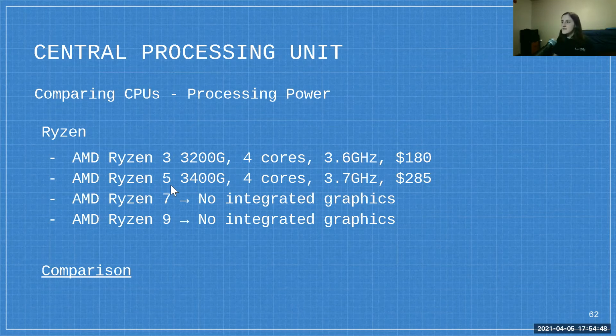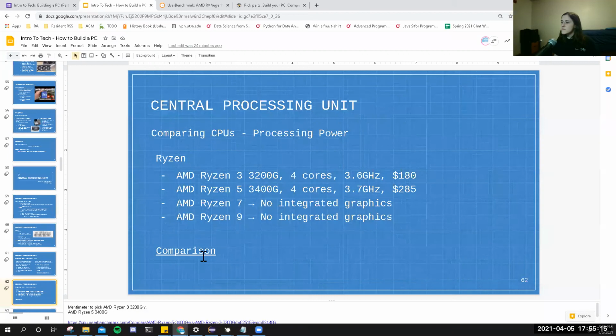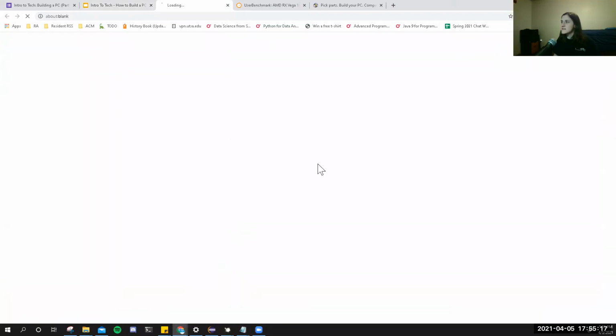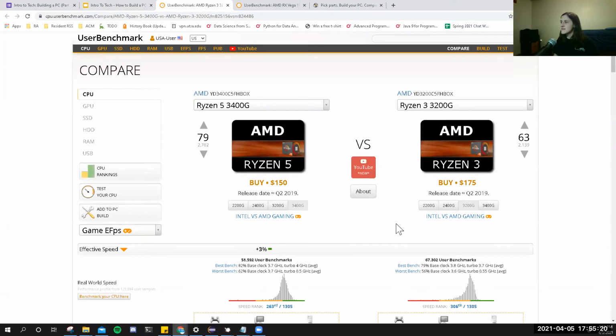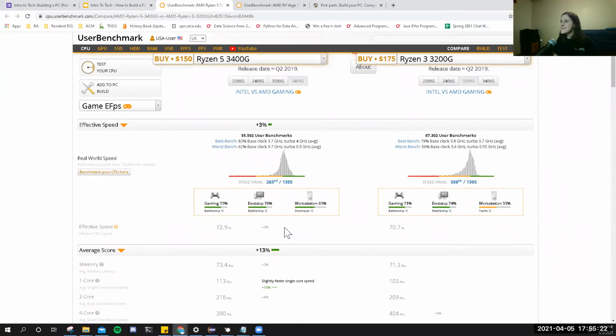Is this price difference worth it? And then Ryzen 7 and 9, when I looked them up, they didn't offer anything with integrated graphics because they have higher processing power, so they would probably assume that you're making a bulkier build and stuff like that. But just comparing these two, we see the Ryzen 3 has slightly lower clock speed than the Ryzen 5. They both have 4 cores. And then we'll go ahead and jump to this comparison here. Again, the site, take it with a grain of salt, please.